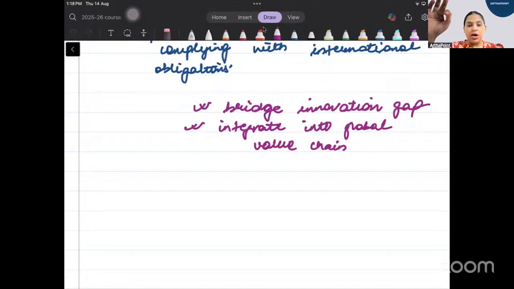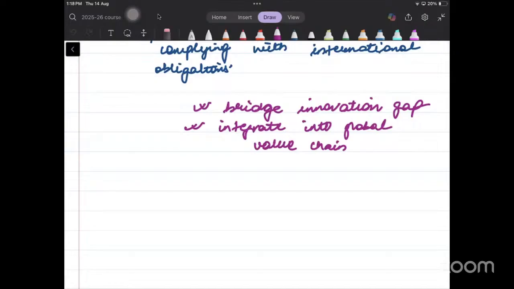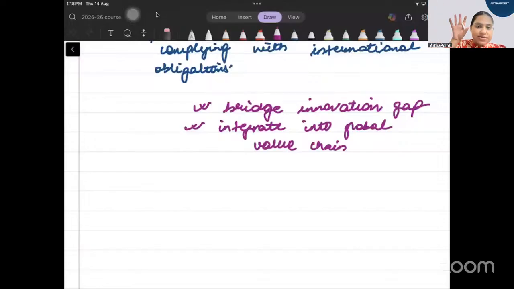In the last class, we were talking about what TRIPS is. We looked into the various objectives of TRIPS. Today, we want to discuss further and link TRIPS with India specifically. We want to understand whether India is following TRIPS or not, and if it is following, then what are the limitations and issues it is facing?